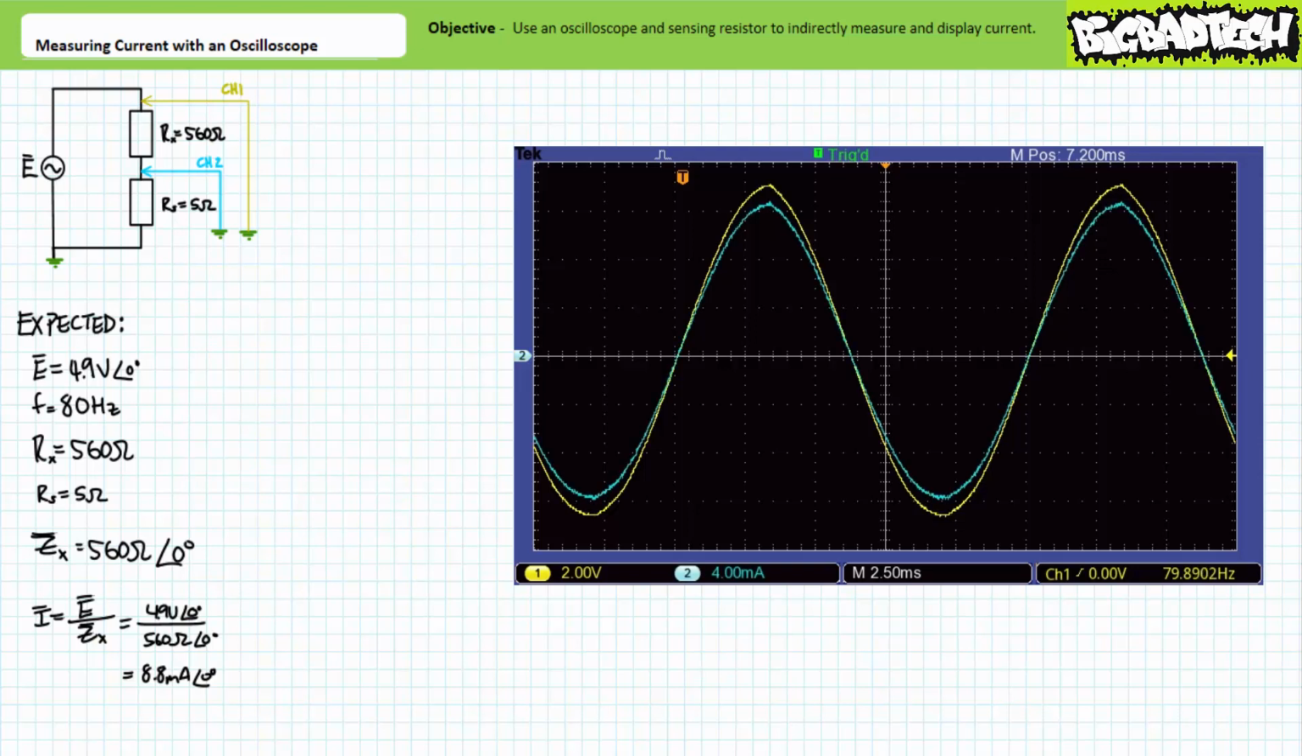When we display channel 2 adjusted to compensate for a 5 ohm sensing resistor using a 200 milliamperes per volt transfer function, we are rewarded with the following display. Note channel 2's vertical sensitivity is set to 4 milliamperes per division, and the horizontal sensitivity for both channels is still set to 2.5 milliseconds per division.